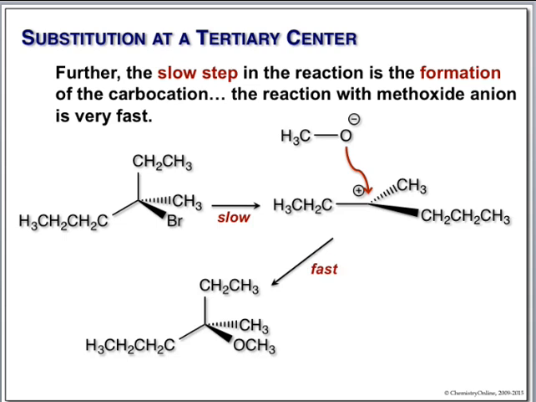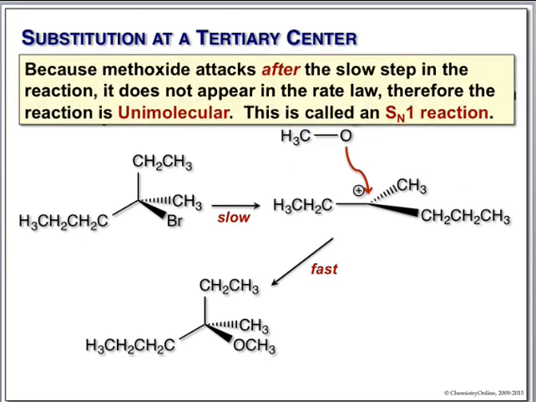Slow step defines your kinetics. Doesn't matter how much of this you have, because this is always going to be very, very fast. So the suggestion of a carbocation is consistent with both the kinetics and with the stereochemistry. Any questions? If we show this guy on a reaction profile, we call this then an SN1 reaction. Again, it's substitution, it's nucleophilic, but it's only unimolecular. Only one thing in our slow rate limiting step.